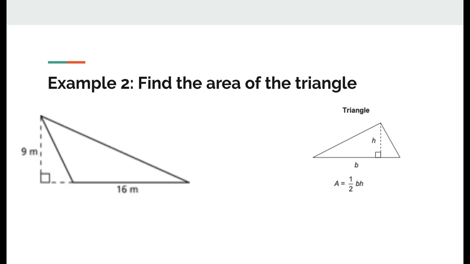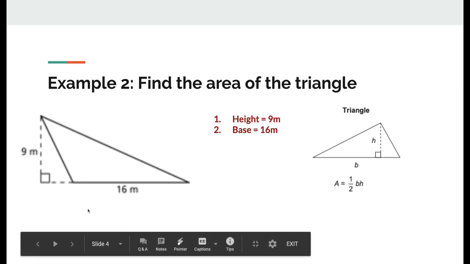Let's do one more example together before you try some on your own. So let's find the area of this triangle. Again, here's the picture of the triangle and our formula, 1/2 base times height. The height of this triangle is 9. The base of this triangle is 16. Notice that the height is actually outside of the triangle, which is completely fine. We always look for this right angle to show us where the base and the height are.